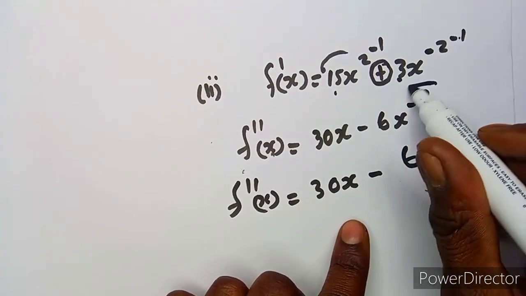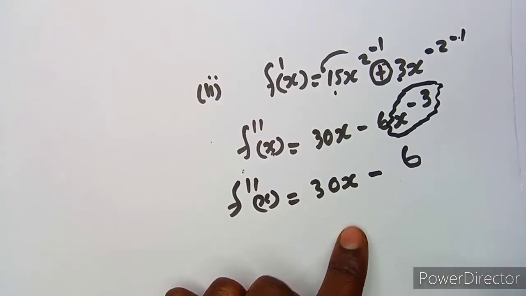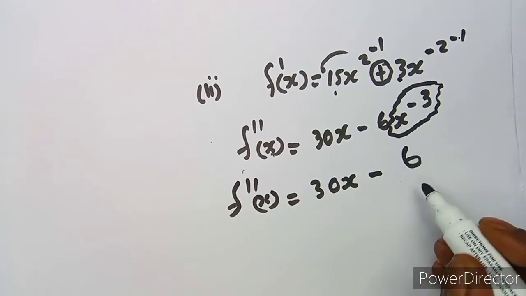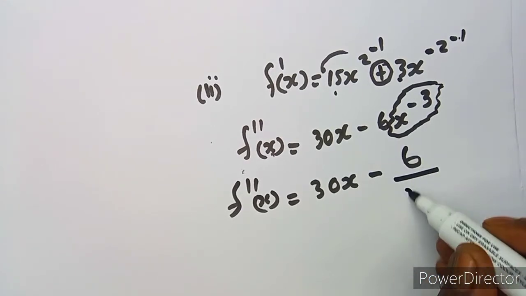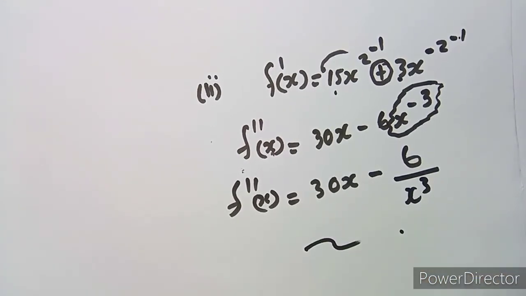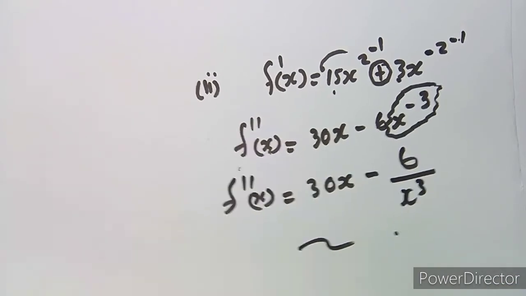Take note, the part that is raised to the negative exponent is the x, not the 3, not the 6. So it will be over x to the exponent of 3, just like that. This is now your second derivative. All right, so these are the typical questions, guys. As you can see, we do not want to waste much time. Let us just focus on another particular type of question.